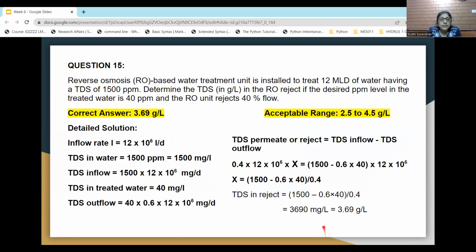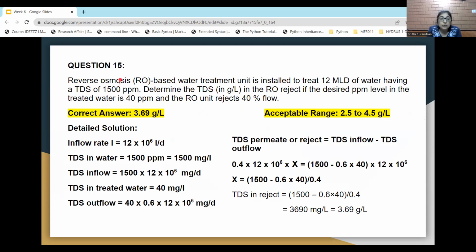So in here, we have been given the inflow rate, which is 12 into 10 to the power 6 liters per day of water going into this treatment plant. From this, they have said 60% of the water is being treated, 40% is rejected. So we have that quantity also.